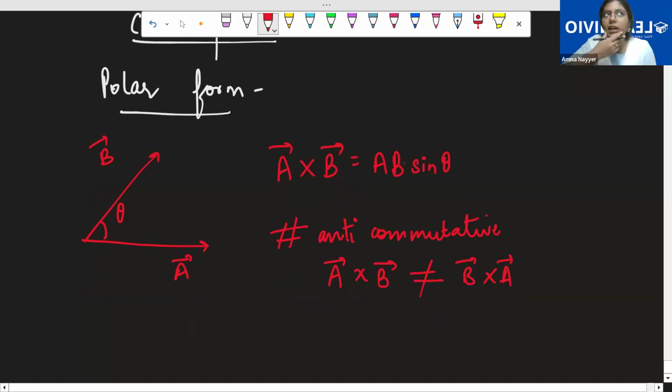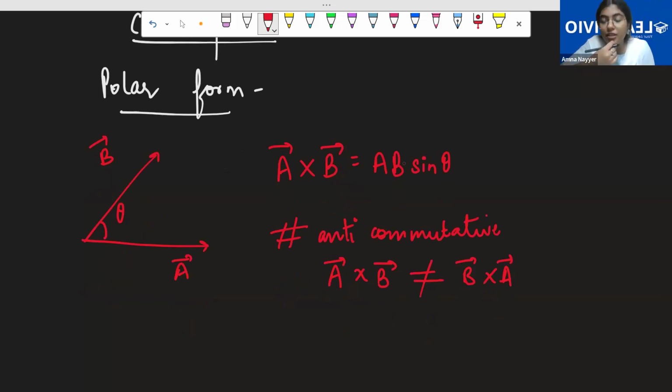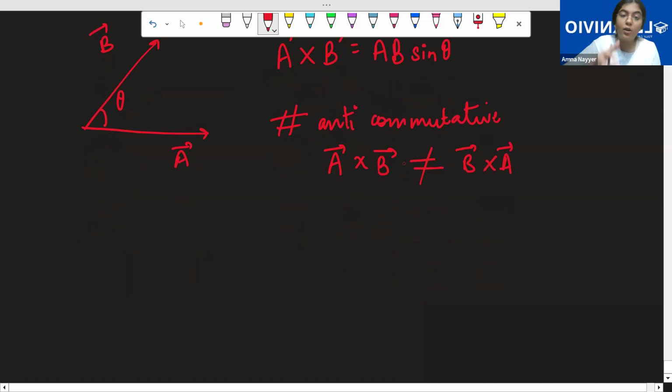Commutative, anti-commutative is like addition and subtraction. Addition and multiplication follow commutative property. 5 into 6 is 30. 30 divided by 6 is 5, right? Or we say, let's say 3 plus 2 is 5. So 5 minus 2 will give you 3 back. Like if I say 3 into 2, so 2 into 3, that gives me the same thing. But if I say 3 divided by 2, that is not 2 divided by 3. So division is anti-commutative. So cross product is also anti-commutative. You can't change the order by yourself.